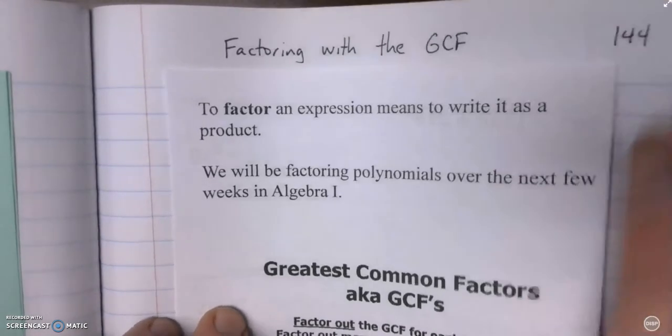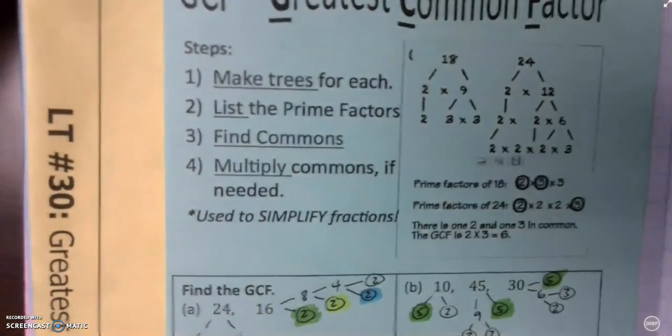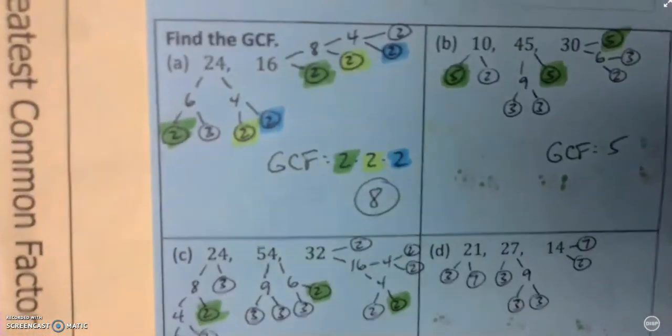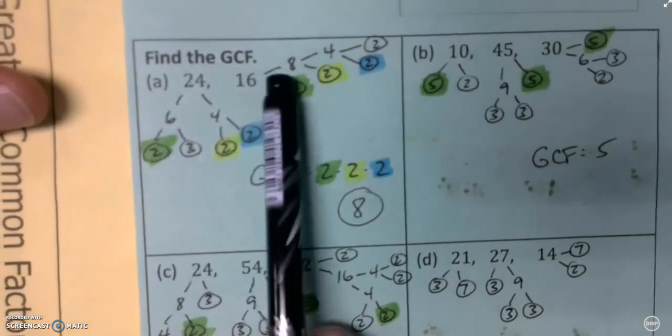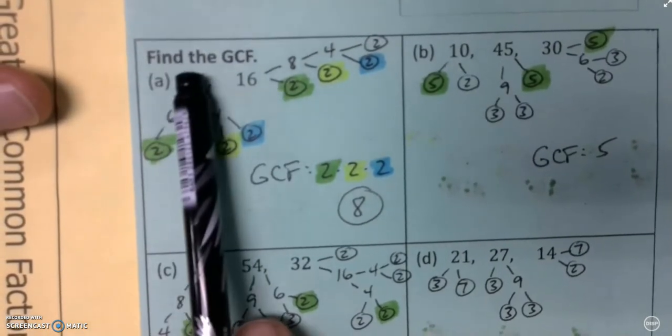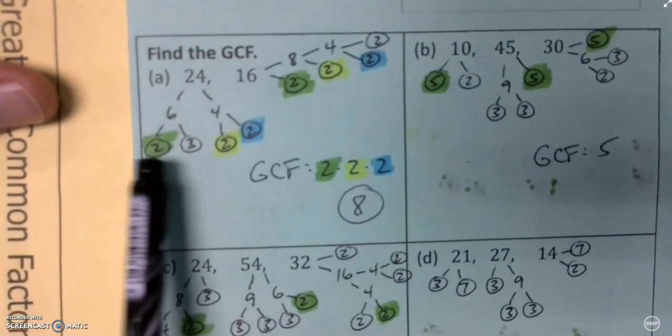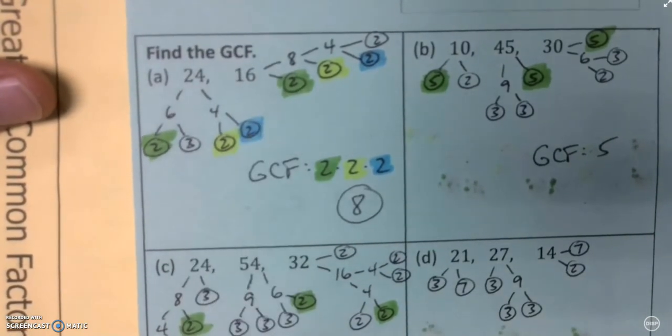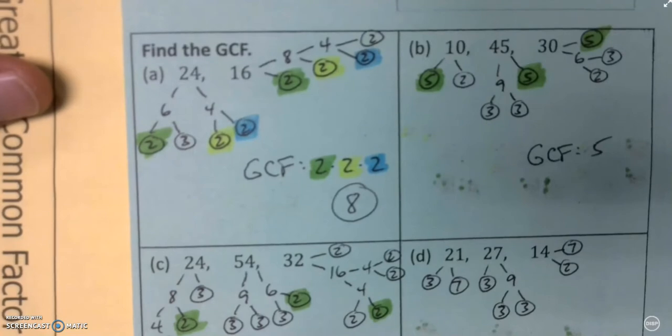So we actually, and I'm going to scoot this over where you can see it, we actually factored yesterday when we made factor trees, when we were finding the greatest common factor. We wrote each of these numbers, we factored each number, because we wrote each number as a product. We wrote 24 as 2 times 3 times 2 times 2, for example.